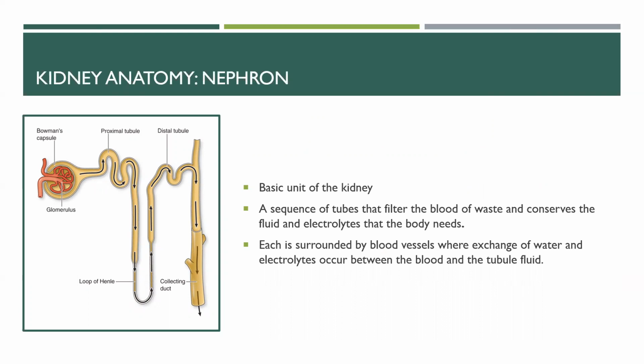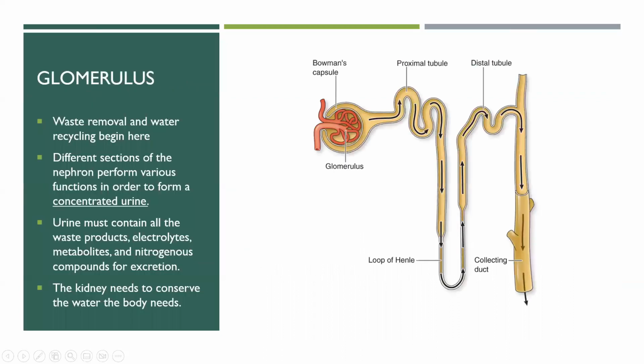A nephron is the basic unit of the kidney. It is on the microscopic level. This is what we see in our kidneys. It is a sequence of tubes that filter the blood of waste and conserve the fluid and electrolytes that the body needs. Each is surrounded by blood vessels where exchange of water and electrolytes occurs between blood and tubular fluid. So it's basically a filtering system where I drink a glass of water, it goes down to my kidneys, and I'm taking everything I want, filtering out through here, and then peeing it out.